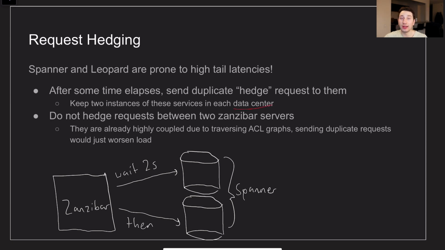So what they'll do to try and help this out is every single data center that they have a Spanner instance in or a Leopard instance in, they'll just keep two of them in that same data center, the second one being there in the event that you have to send a hedging request.